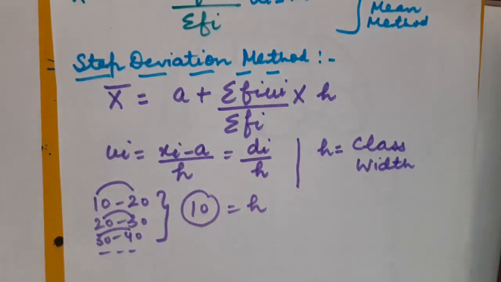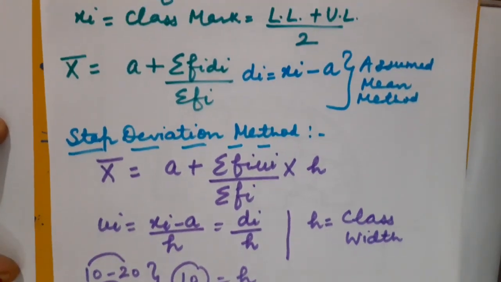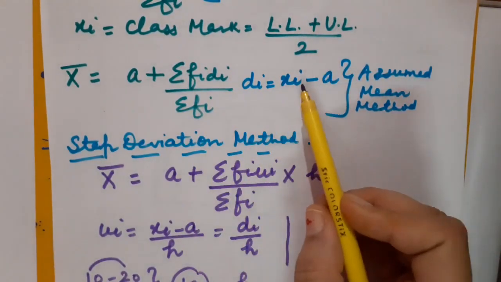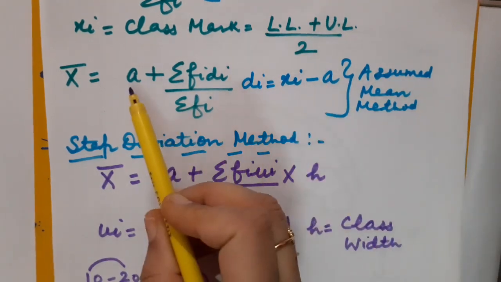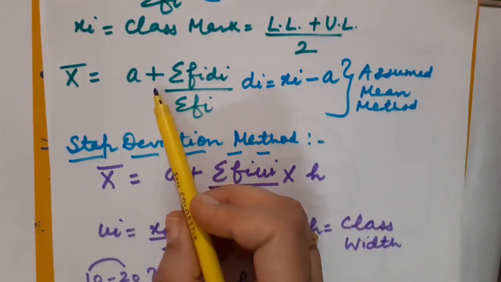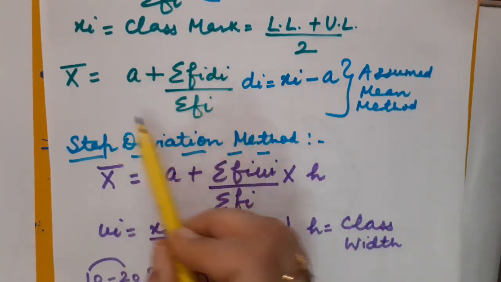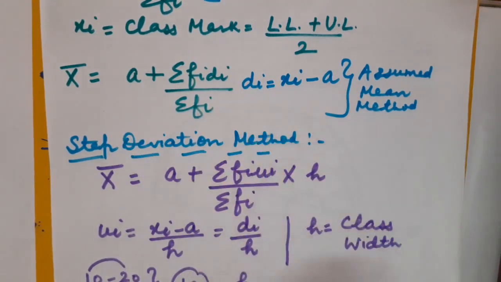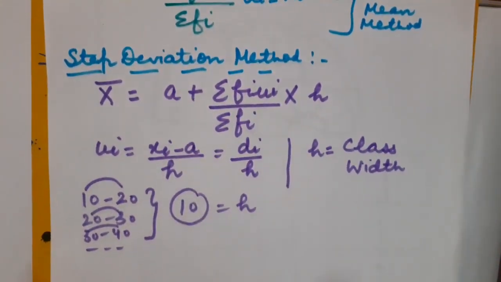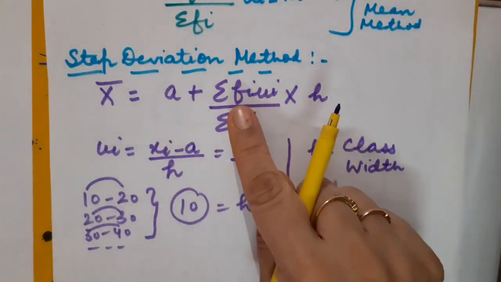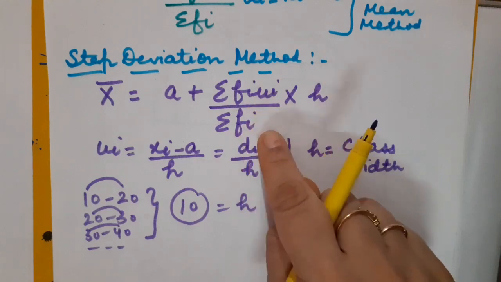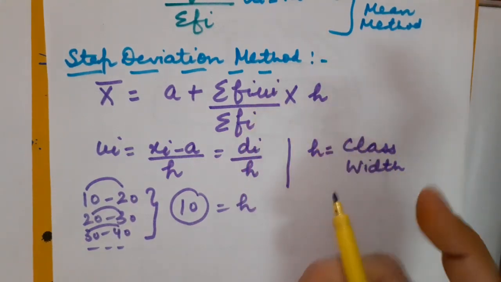So this 10 will be known as H. Correct? And I told you that like in assumed mean method, as we were going to subtract A, that is assumed mean, from the class mark, so in formula we are going to add it. Correct? So that was the formula to calculate mean using assumed mean method. Now let us discuss how to memorize this new formula. This is A plus sigma Fi Ui upon sigma Fi into H.